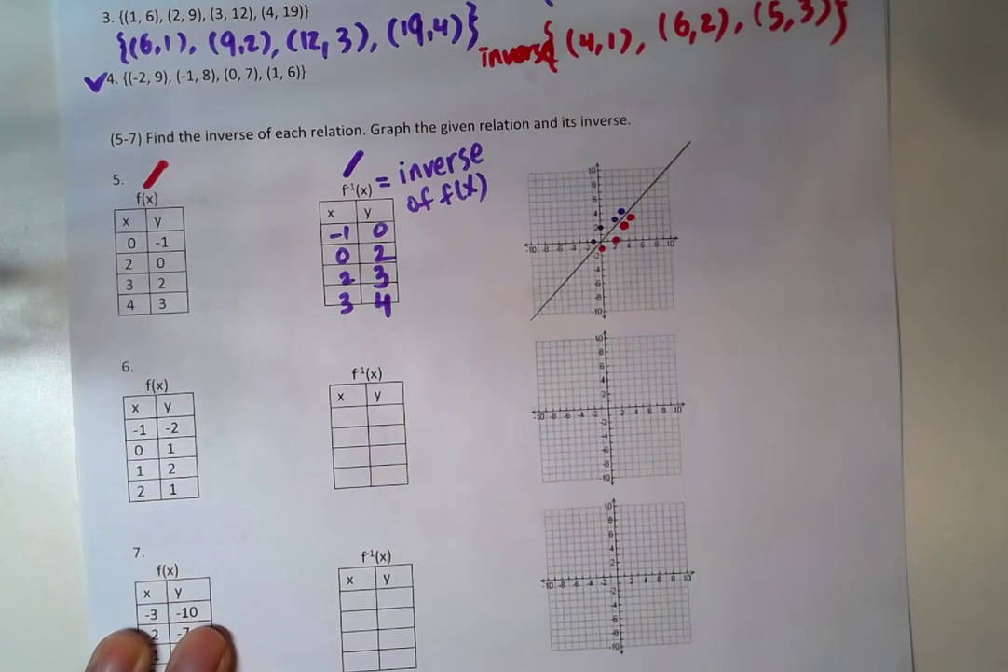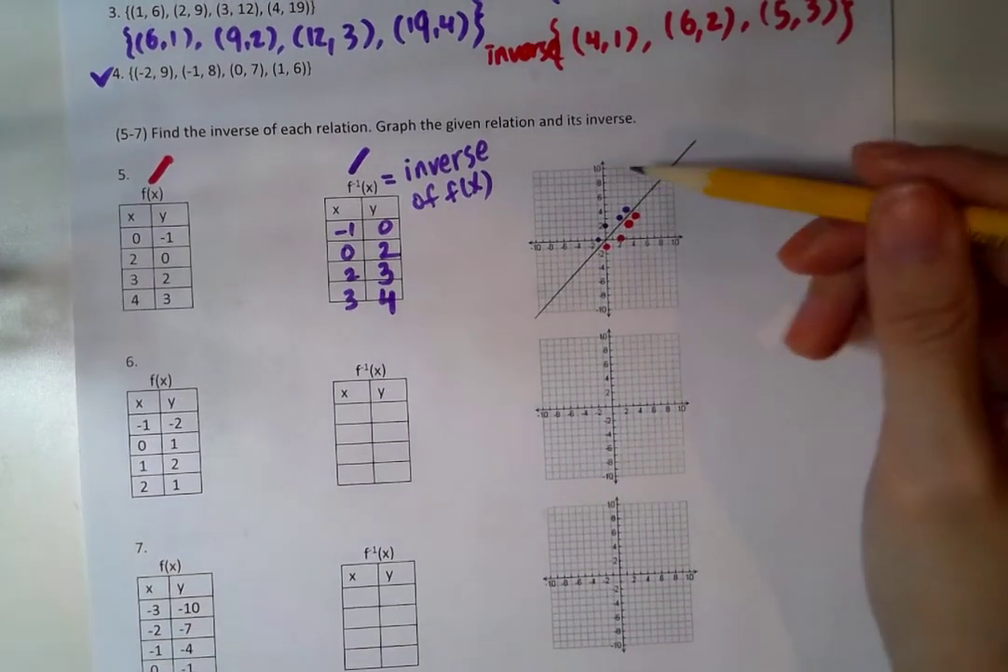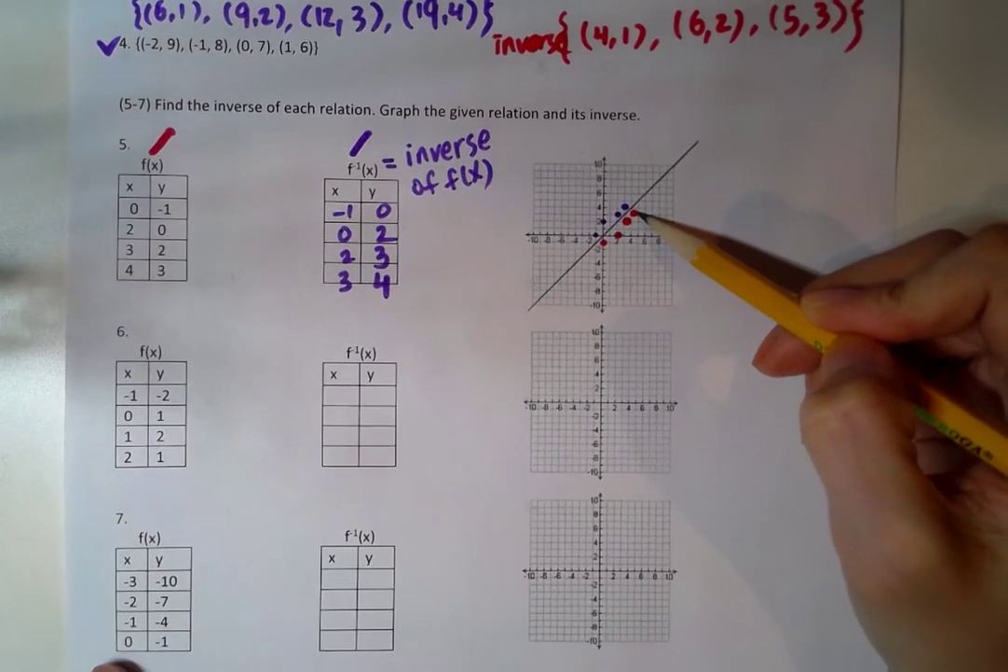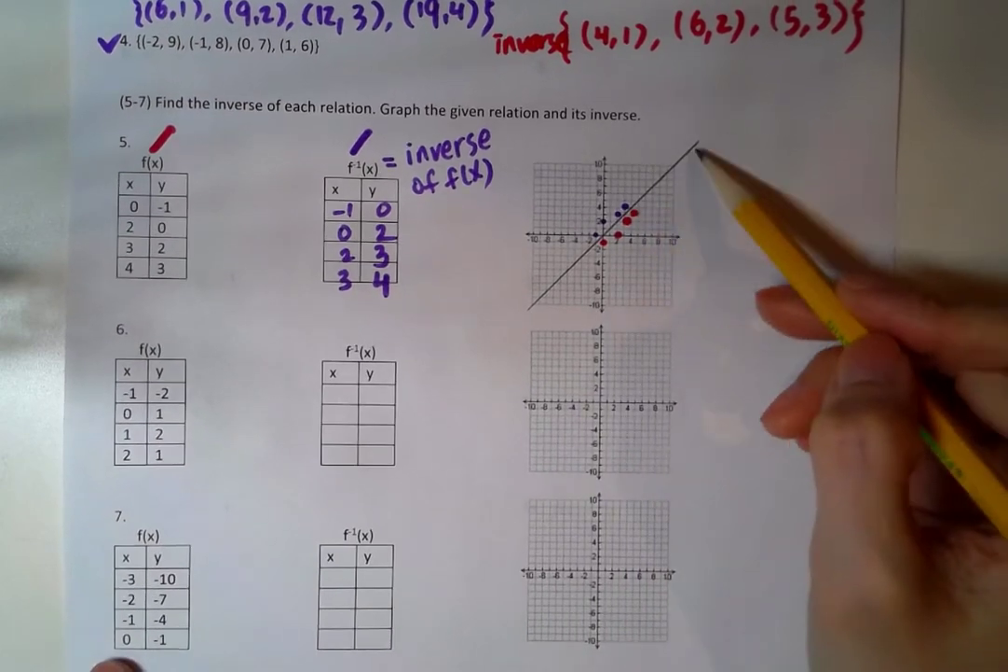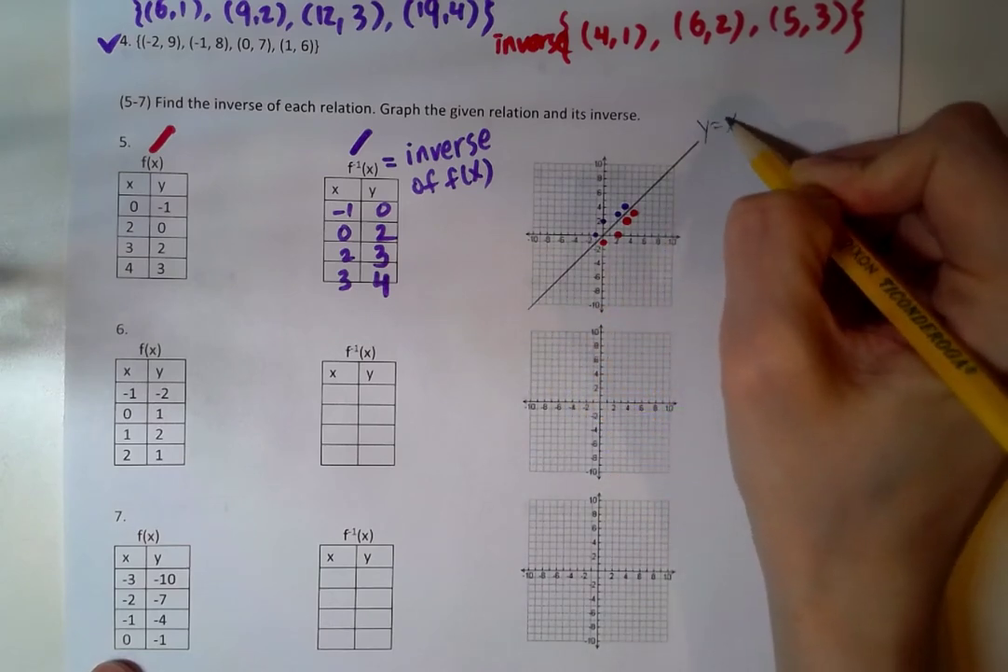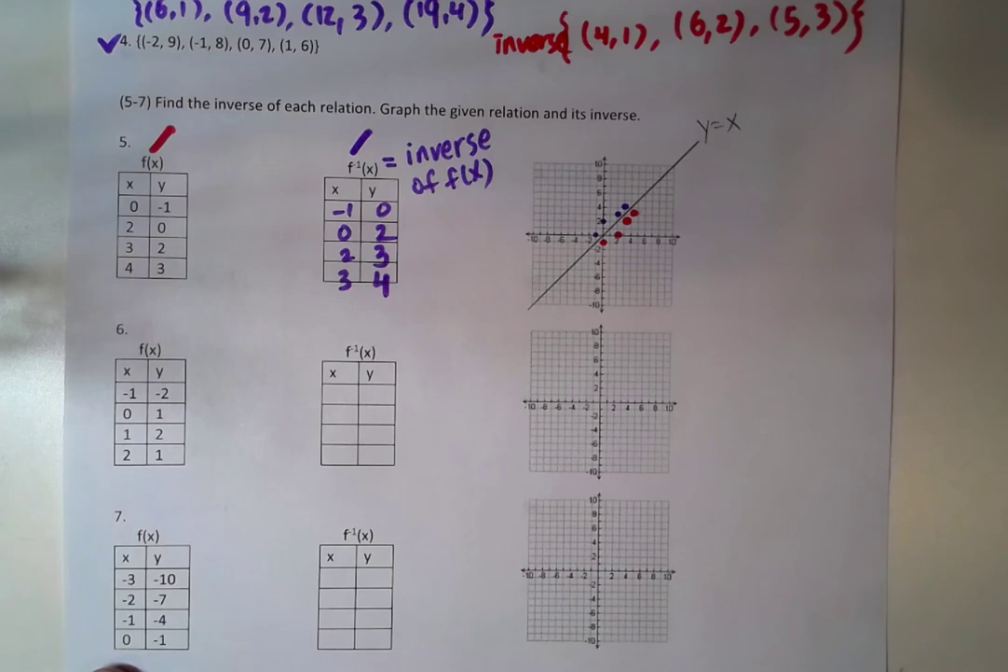Do you see this? My original, which is red color, and my inverse, which is my purple color, they are symmetric over y equals x. So this is one major property of inverse function, symmetric over y equals x.